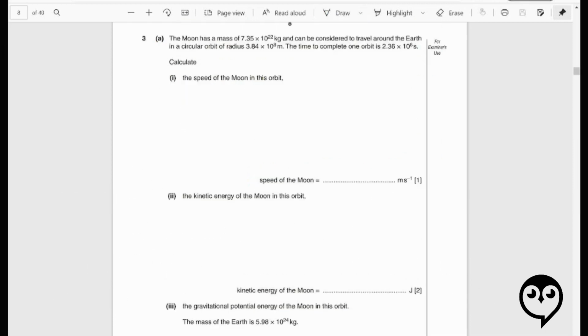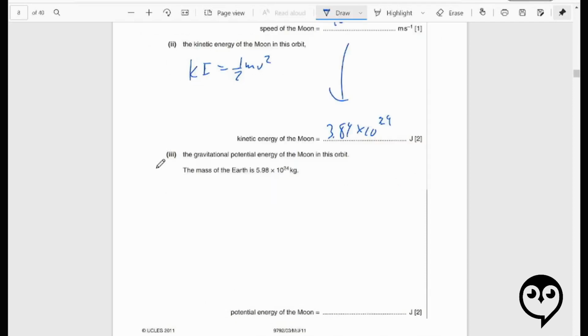Okay, and I've got a paper 3 from 2011. This is the pre-U syllabus. Now, the gravitational potential energy of the moon. Remember, gravitational potential energy will not be mgh. The gravitational potential is GM over r.